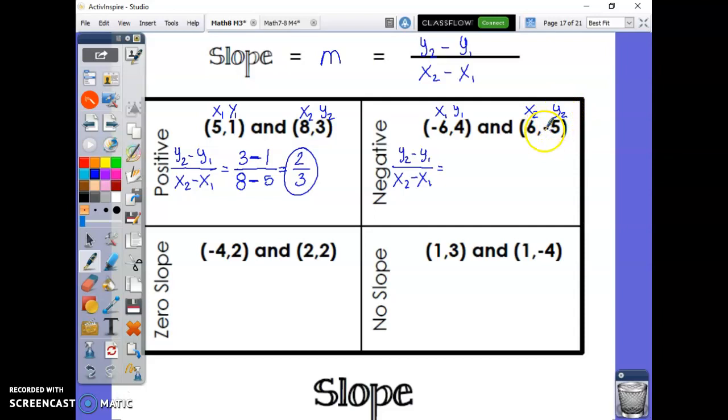So y2 is -5, -5 minus y1, y1 is 4, over x2, x2 is 6, 6 minus, from my equation, x1 is -6. Please make sure you put that in parentheses so you keep those two negatives separated. Well, -5 minus 4 is -9. Same signs, add and keep.